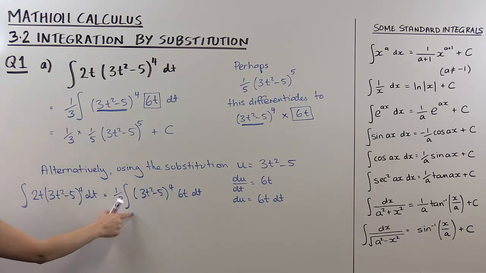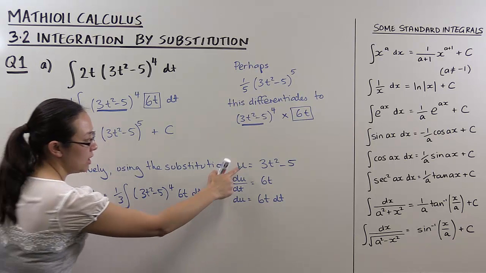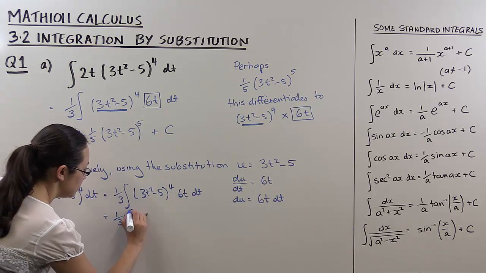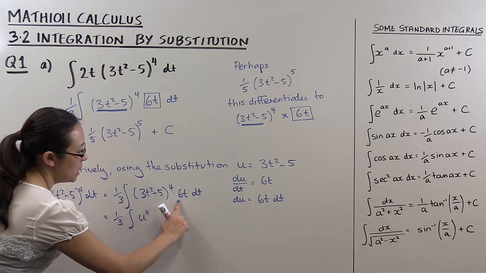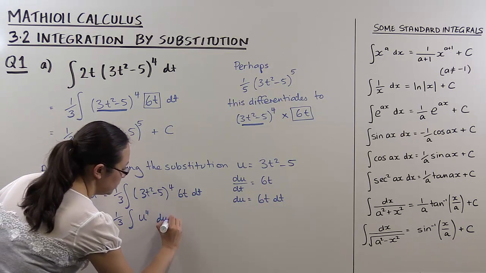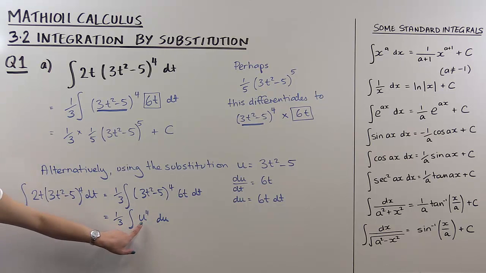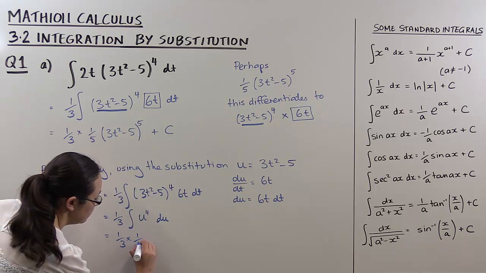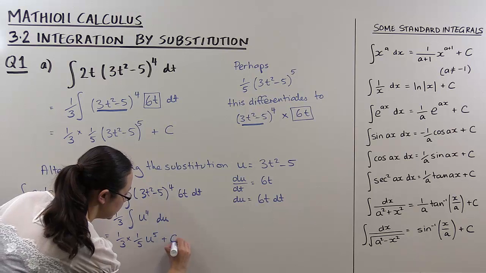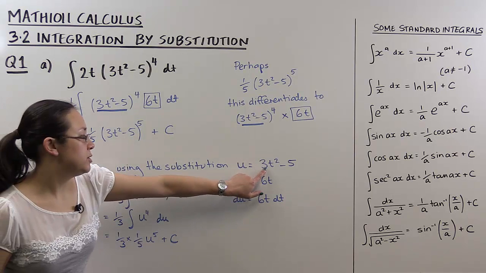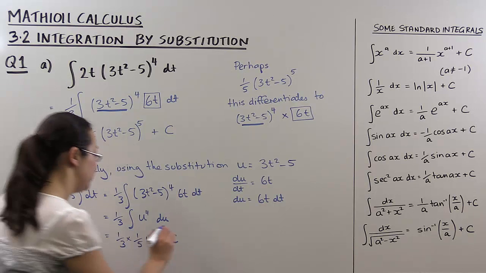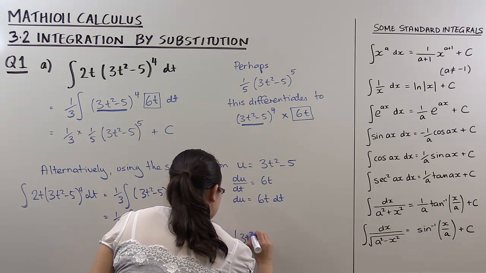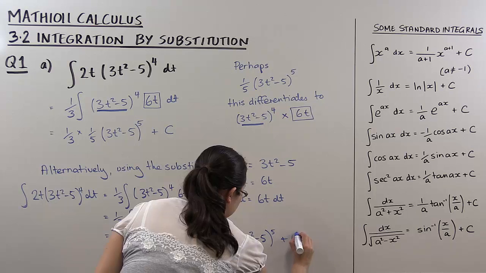So this step is the same as this step, but now by doing this substitution, u equals 3t squared minus 5, this integral now looks like u to the 4 and the 6t dt is a du. So I can see this is really just an integral of u to the 4 du. So this is 1/3 times 1/5 u to the 5 plus c. And at the very end, we'll just substitute back 3t squared minus 5 for u. So this is 1/3 times 1/5 (3t squared minus 5) to the 5 plus c.